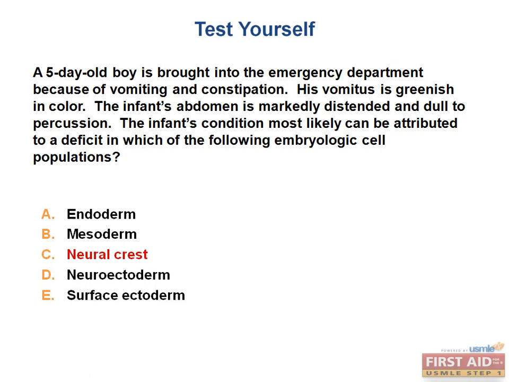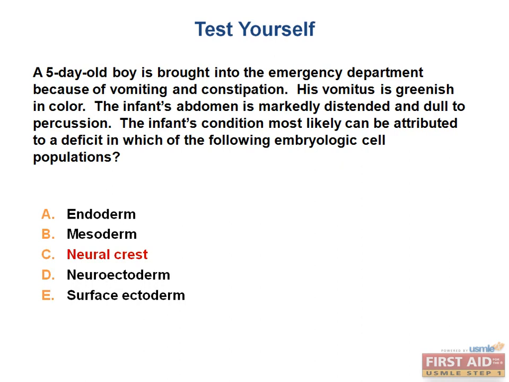Bilious vomiting suggests there is no obstruction proximal to the pylorus. If the patient had projectile vomiting, what should we expect? Well, that's right, pyloric stenosis. But our patient has bilious vomiting and constipation. The constipation is a sign that the GI motility is not sufficient, giving rise to the distended and dull percussion. So, this is Hirschsprung's disease.